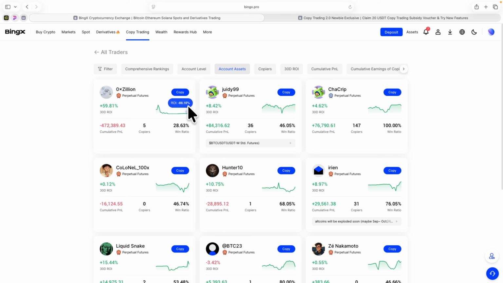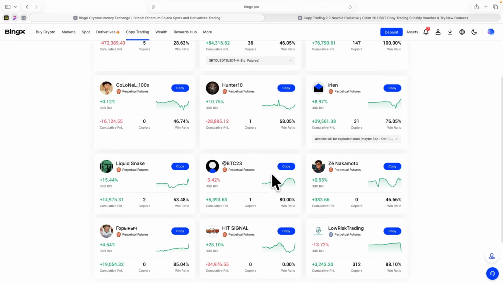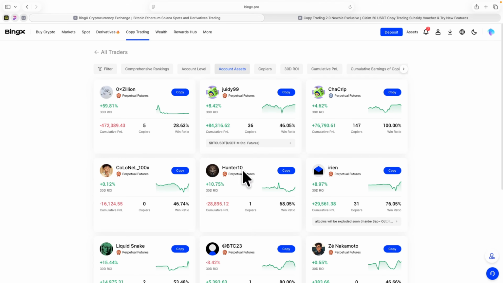Yeah. So according to this rank right now, this person has the highest assets. This one has the second highest. This one has the third highest. And you can see the rest on this page right here. So you can see them for yourself. And then you have copiers.